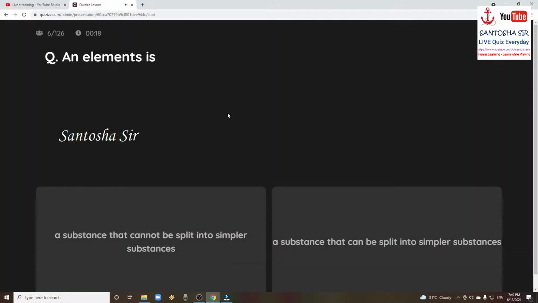An element is what? A substance that cannot be split into simpler substances, or a substance that can be split into simpler substances.